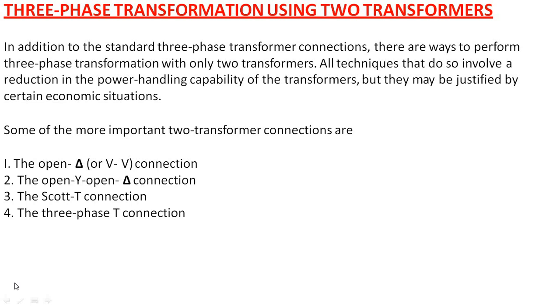by certain economic situations. Some of the more important two transformer connections are: first one, the open delta or VV connection, the open Y open delta connection, the Scott connection, the three-phase T connection.